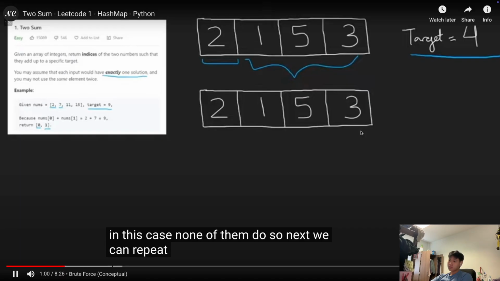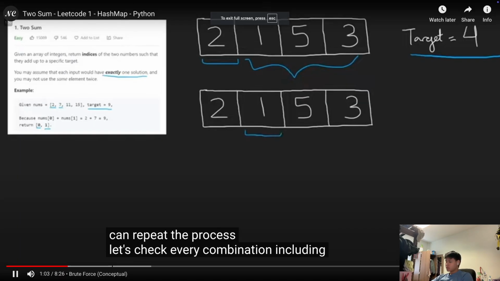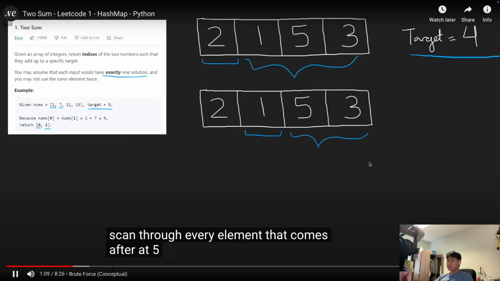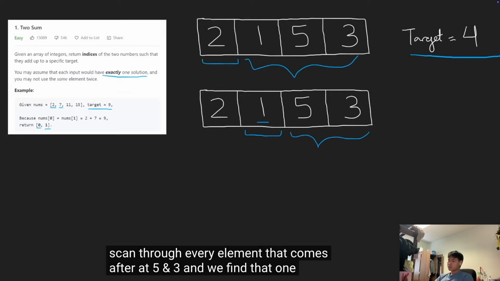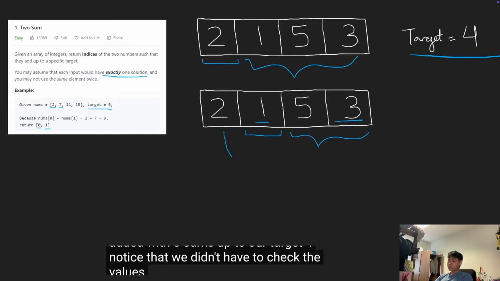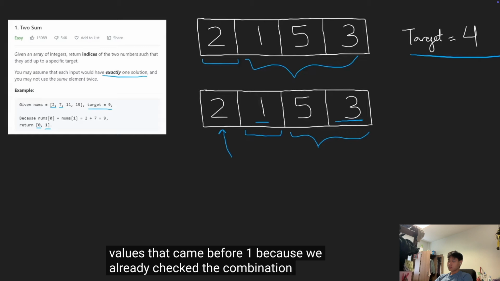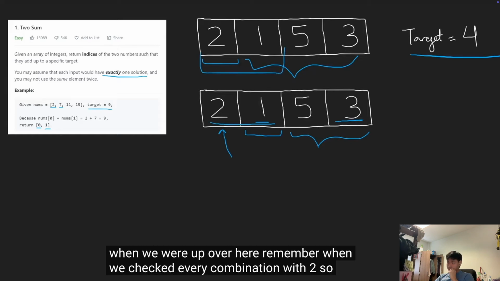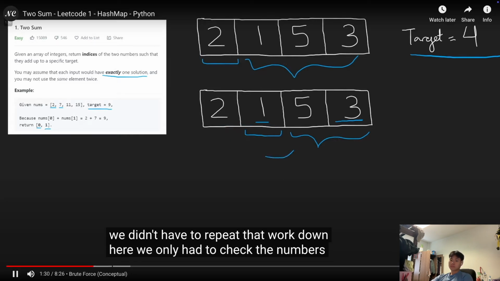So next we can repeat the process. Let's check every combination including 1 that sums up to target 4. So we scan through every element that comes after it, 5 and 3, and we find that 1 added with 3 sums up to our target 4. Notice that we didn't have to check the values that came before 1 because we already checked the combination 2 and 1 when we were up over here. Remember when we checked every combination with 2? So we didn't have to repeat that work down here. We only had to check the numbers that came after 1.